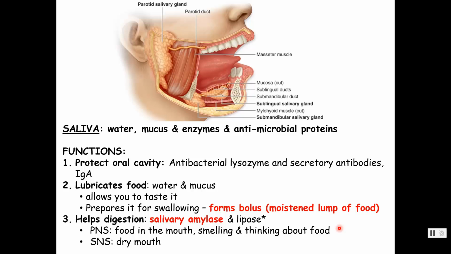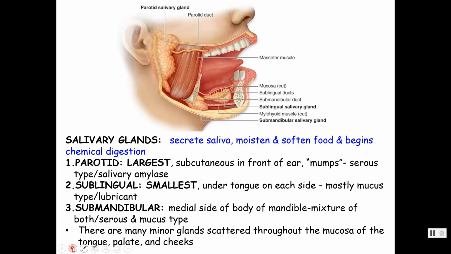Your salivary glands are under parasympathetic control, so parasympathetic is going to stimulate salivation. Like when you smell bread baking or cookies baking, whenever there's food in your mouth or any sort of stimulus in your mouth, you can even think of food, you're going to get salivation. If you are nervous, so sympathetic nervous system, that's when you get dry mouth, so that's going to inhibit salivation.